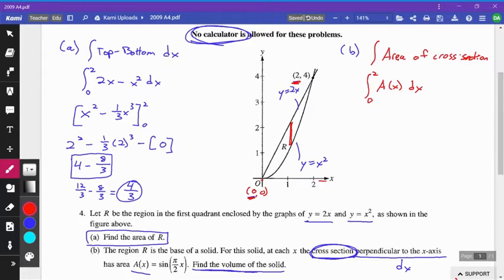A of x, it says, is sine of pi over 2 x, so the integral from 0 to 2 of sine of pi over 2 x dx. Now again, without a calculator, we're going to have to solve this. So let's see if we can go through and solve this out.